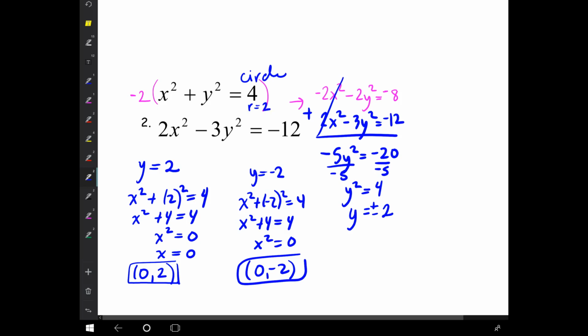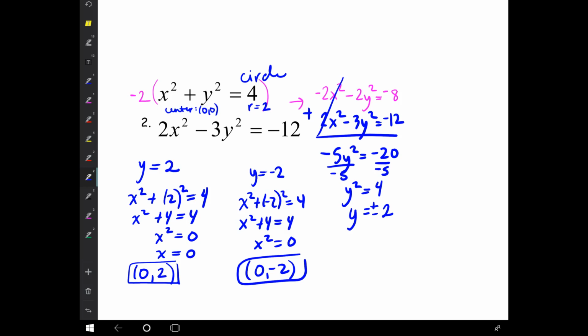What's the center? What's being subtracted from x and y? 0, so 0, 0 is our center. Remember, x minus h squared plus y minus k squared equals r squared. Center is your h, k. That's just some review thrown in there. Number 2, you have not seen the graph of yet. This would be a hyperbola, just so you know. It's going to be facing down and up. But we're going to look at how you can use your graphing calculator to develop that graph.